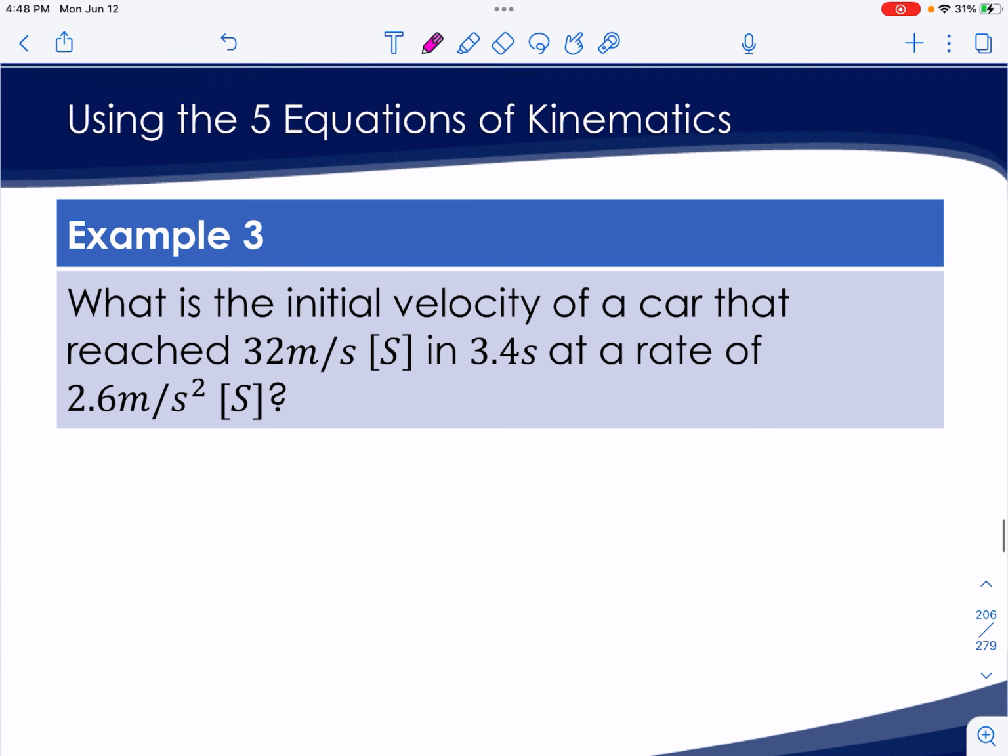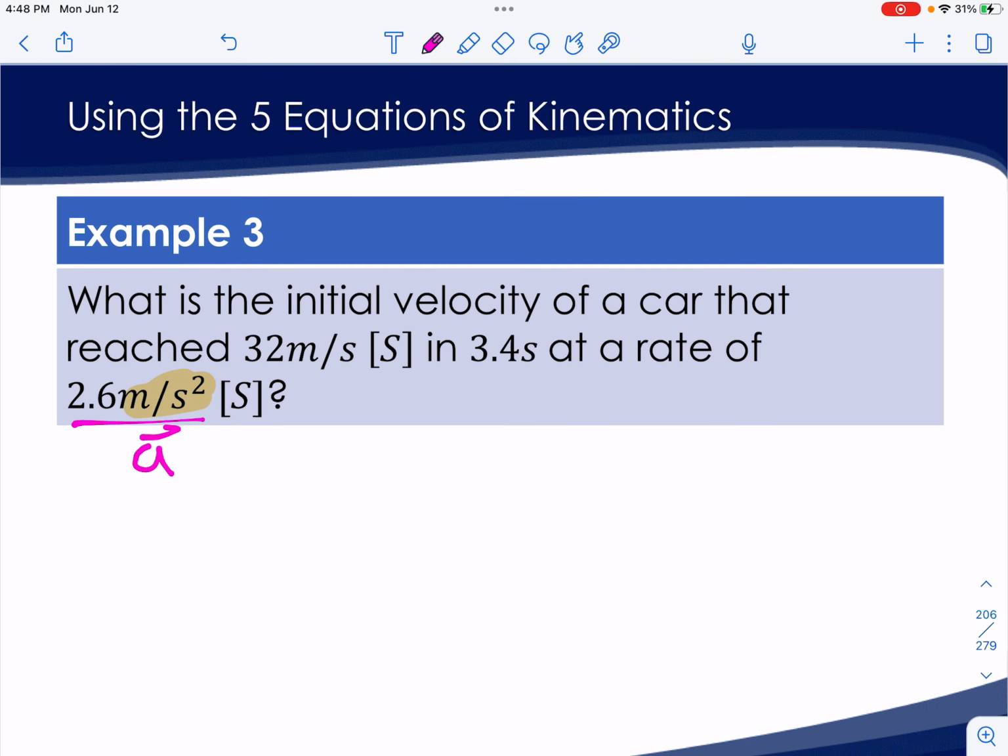Okay, using the equations of kinematics, what is the initial velocity of a car that reached 32 meters per second south in 3.4 seconds at a rate of 2.6 meters per second squared? Notice the units on this. What is that? This is our acceleration.